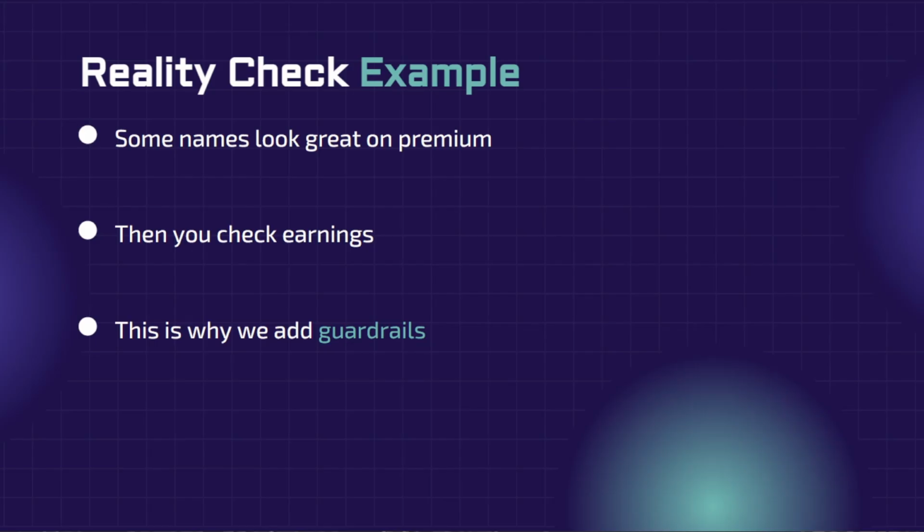Some names look amazing on premium. Then you check earnings, and it tells a different story. This is exactly why we add guardrails instead of trusting one column.